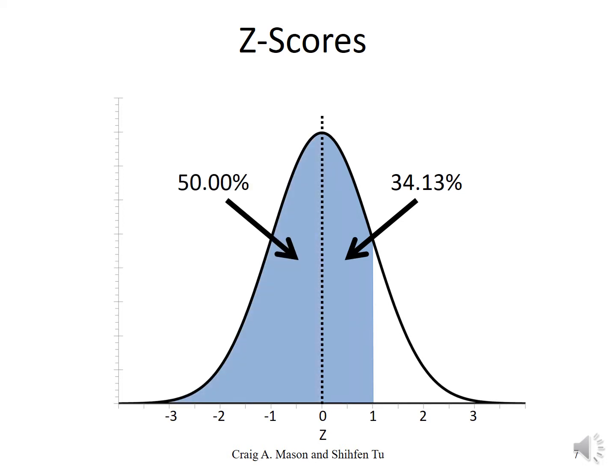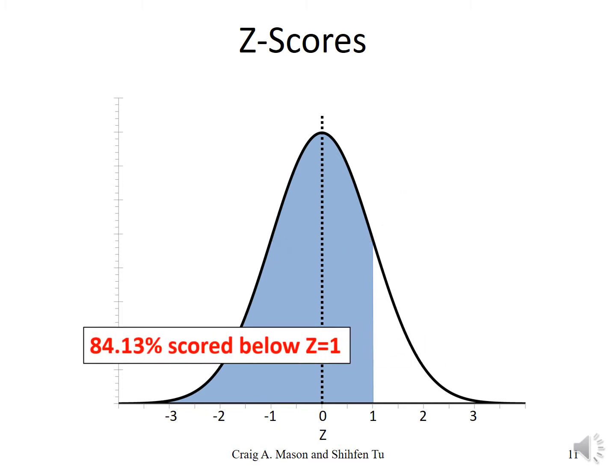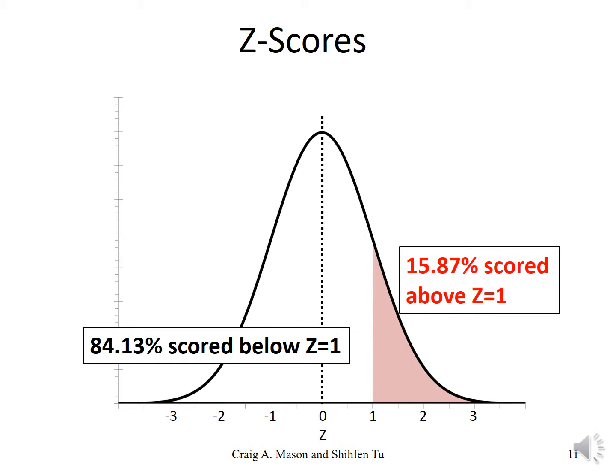So if we put both of those together, we see that 84.13% of the people scored below a z-score of 1. What if we wanted to know the percentage of people that scored above a z-score of 1? Well, that's easy and fairly obvious, isn't it? If 84.13% are below a z-score of 1, then 100 minus 84.13%, or 15.87%, must have scored above a z-score of 1.